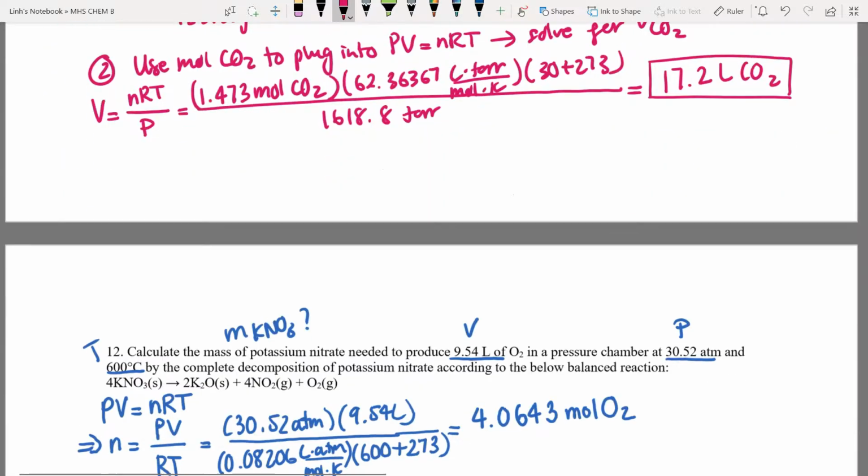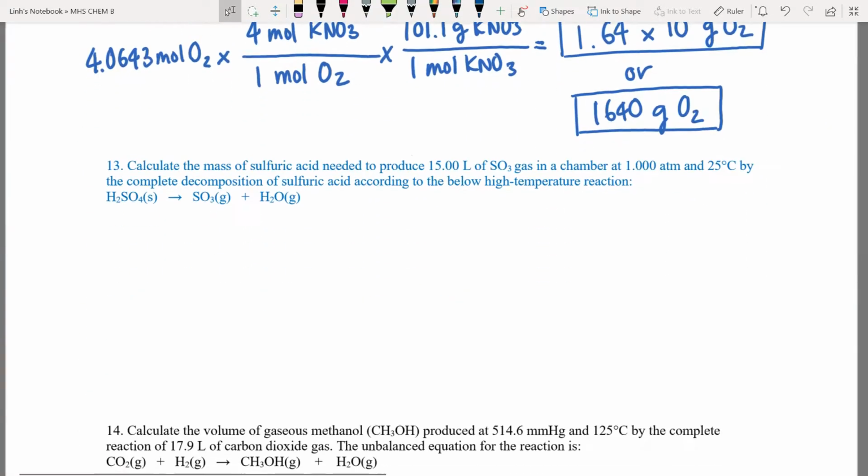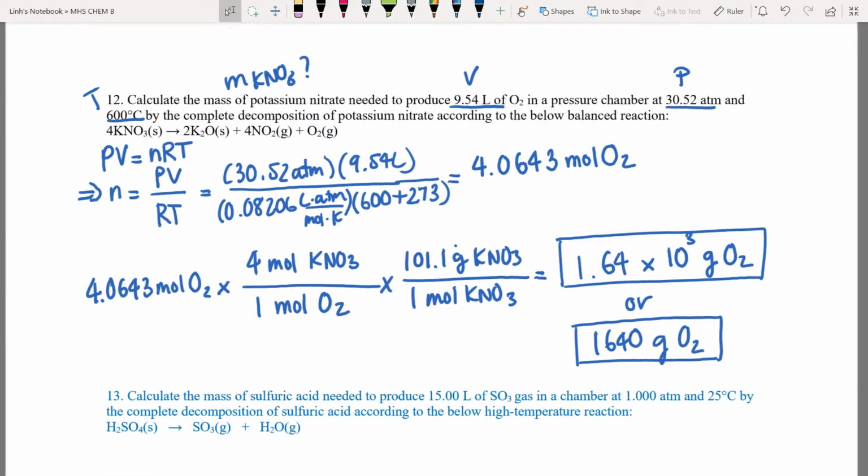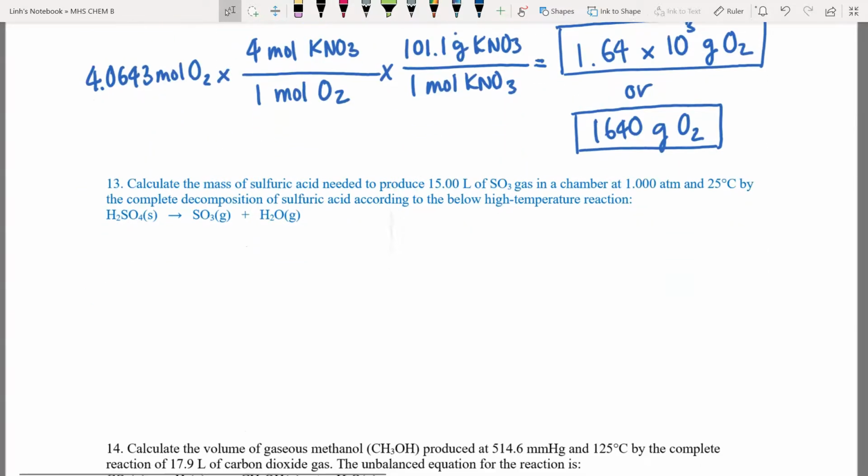Type number 2 is number 12 and number 13. So here is how you would do number 12. You can pause the video now to check your work to see whether you did that correctly. I want to go over now number 13.